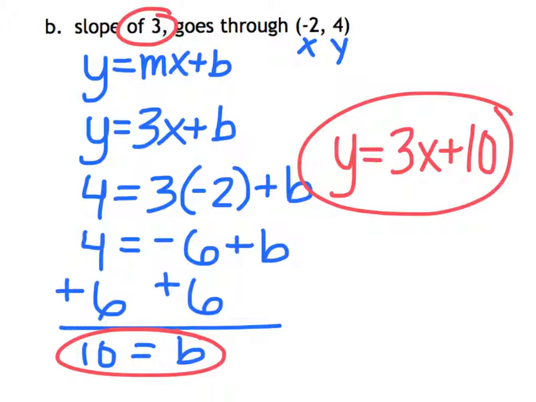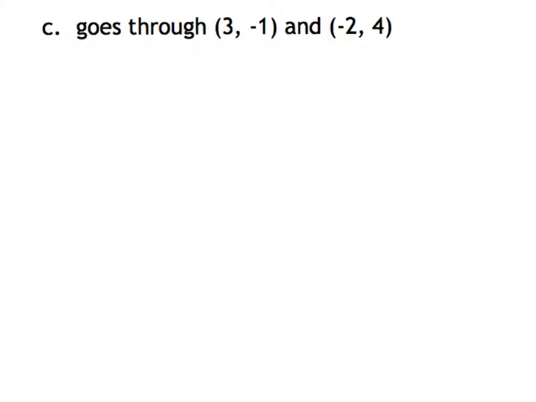To verify that it works, I could substitute this coordinate pair back into the equation to make sure that it works. So if I put -2 in place of x here, 3 times -2 is -6, and -6 plus 10 is +4. So I do want to help you get started on part C.